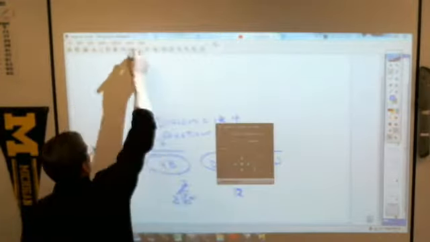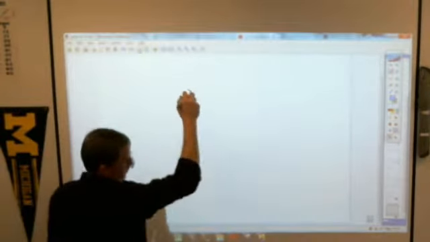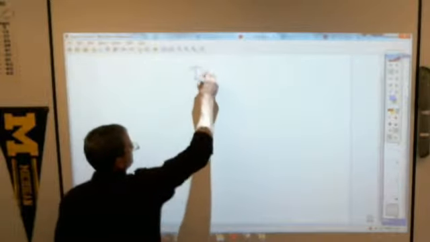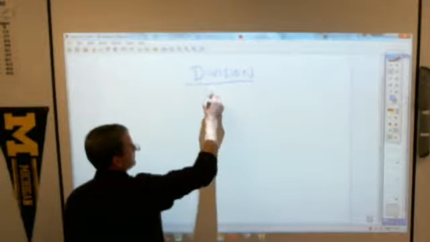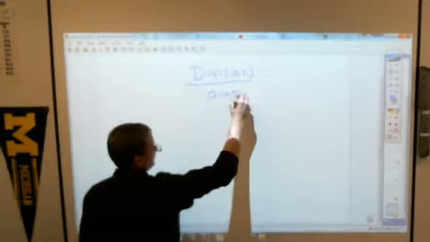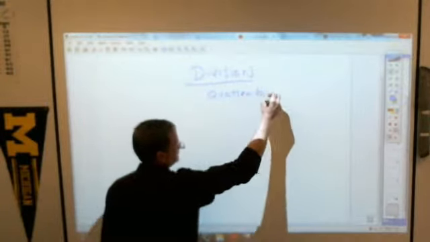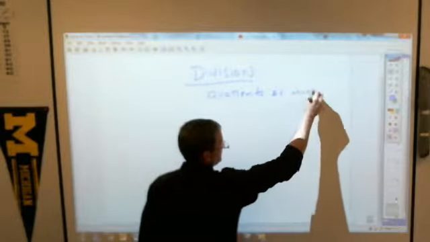I know we've talked about this before. Whether we did it before, I don't know. Haven't we done this before? Quotients as mixed numbers, taking fractions.